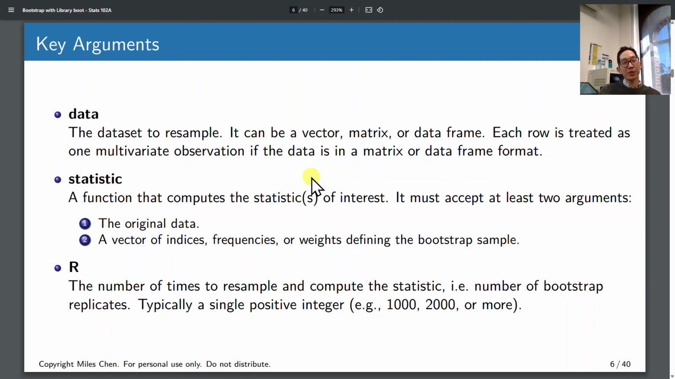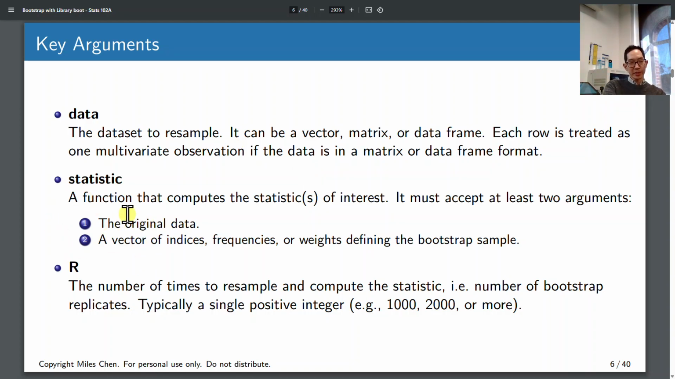If it is a matrix or a data frame, each row is treated as one observation. So it's assuming the data is in tidy form, where each row is an observation. If your data comes in and that's not the case, then you might have to use tidyr to reshape. You either have to pivot it longer or pivot wider, in order to get your data into this tidy form where each row is an observation.